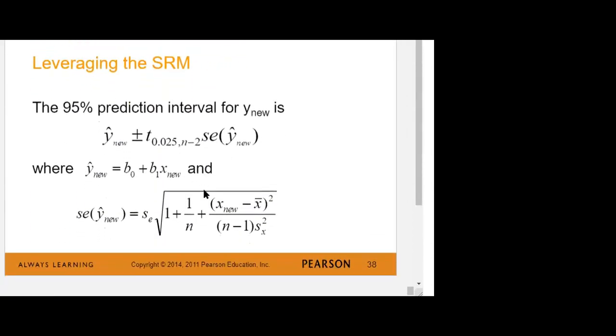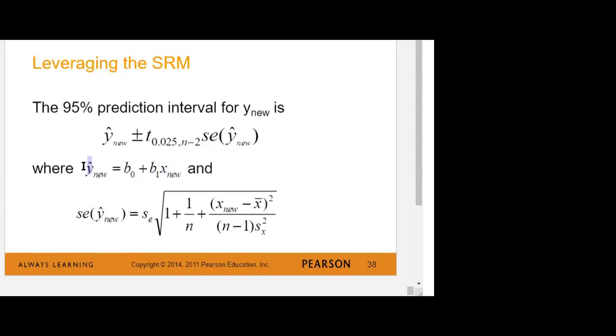How do we do the calculations? That's the formula. I know it looks a little scary, but it's nothing. X new is the X value that the question will always give you. It will tell you for this specific value of X, find the prediction interval. And to find the prediction interval, you first need to find the new value for Y. So the new value for X is given, substitute it in the regression model, and it will give you the new Y.